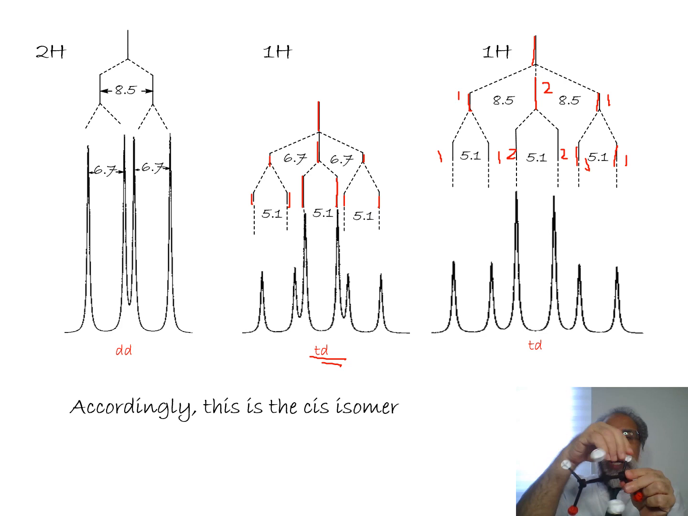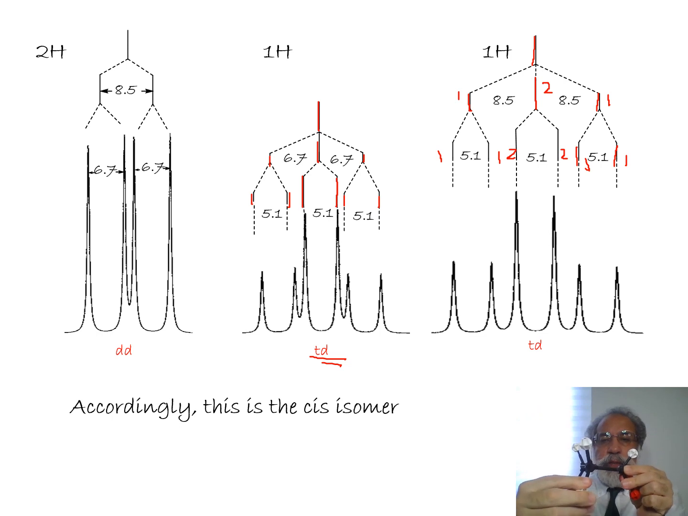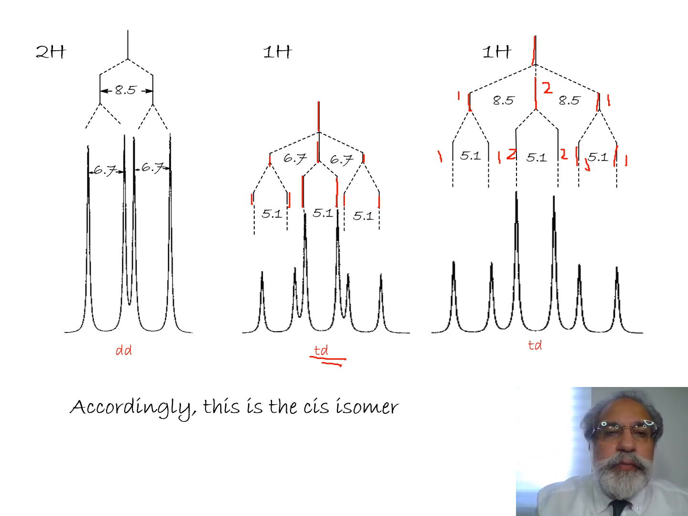Now these two hydrogens will be a doublet from that one and a doublet from that one, so it will be a doublet of doublets. Each one of these lines will be 1 to 1, and as you can see here, it's a 1 to 1 to 1 to 1 ratio, doublet of doublets.